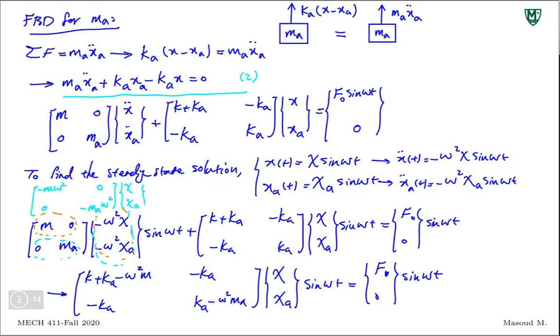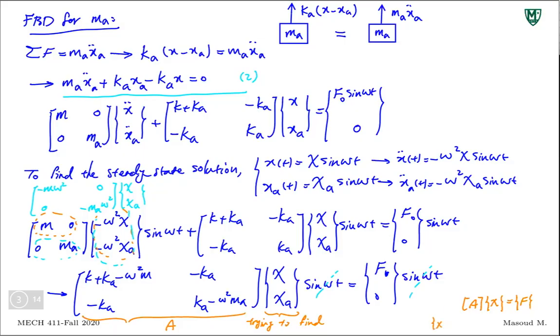I will keep in mind what I'm trying to do. I'm trying to find x and xa. I want to know the amplitude of vibration under some given force excitation. Now, this is a matrix operation. If we ignore the sine omega t's, in general, if I call this matrix A, we have A times X is equal to the vector F.